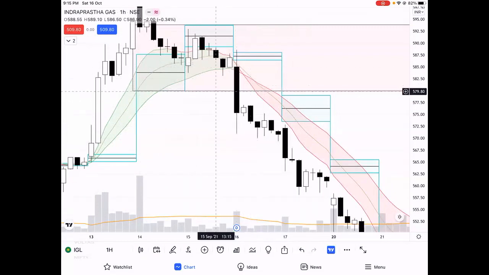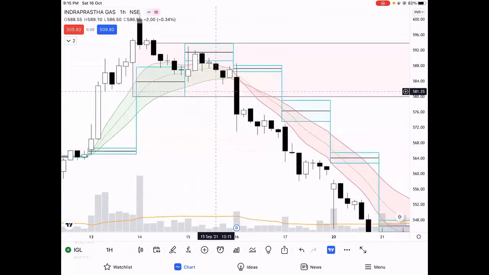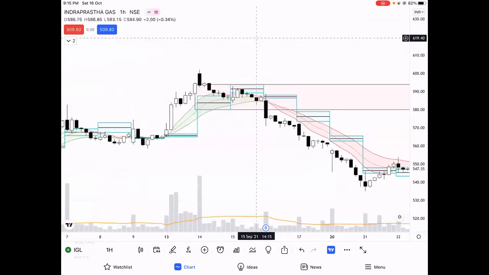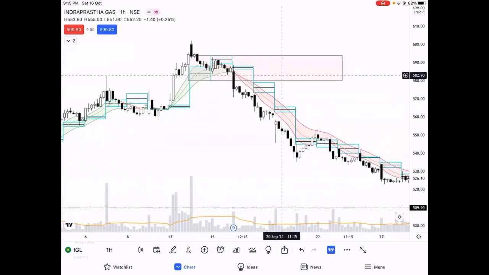So ideally, at 580, you could have shorted the particular script, and 595 to 600 you would have kept as a stop loss. So ideally a 15 to 20 points stop loss, and trailing would continue unless and until this particular CPR is taken out. At least you can wait until 585 or 590 goes off on a daily closing basis, because you are into a positional or swing trade.